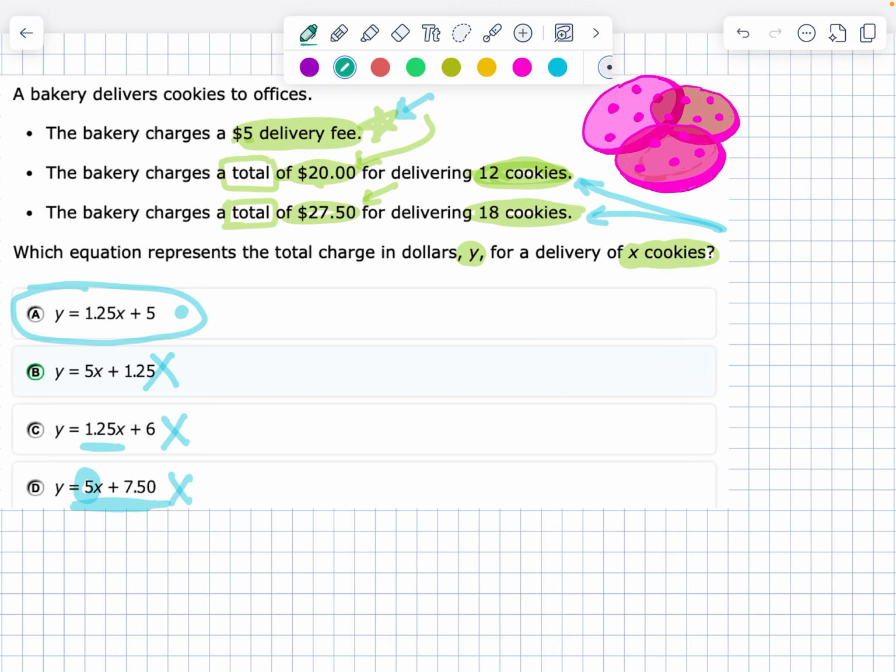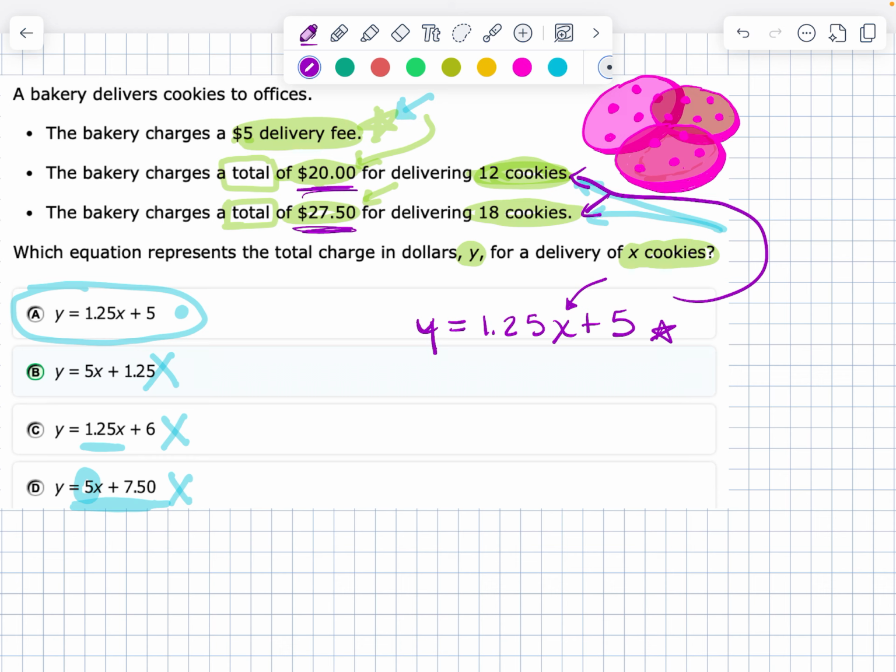But let's go ahead and prove that that is true. So how do we do that? I'm going to rewrite it. Y equals $1.25 times X, the number of cookies, plus 5. So it's important to know that X is the number of cookies. Then we can take this information or this information and substitute it into this equation here, and we should come up with the $20 or $27.50. So let's use 12 because that's easy.